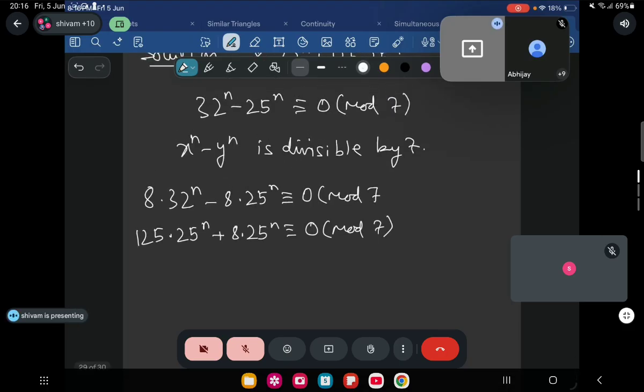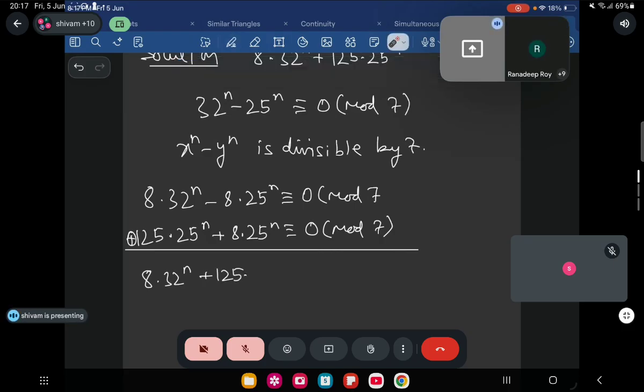Have you understood, Aviraj, or not? Now you add these two congruences. Done. Tell me, are you people getting? So can you explain this step? What I am saying is 125 into 25 to the power n plus 8 into 25 to the power n will also be divisible by 7. Yes or no? Tell me. Because 125 plus 8 is 133, right? If you take 133 common, it is 133 into 25 to the power n. Right, tell me. Yes, sir. Okay.